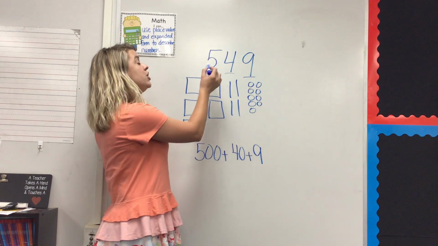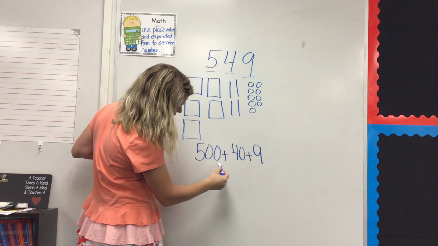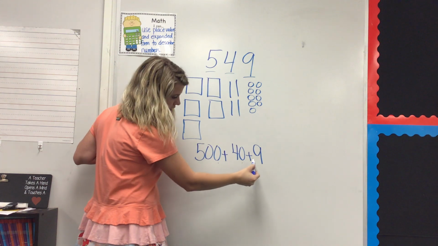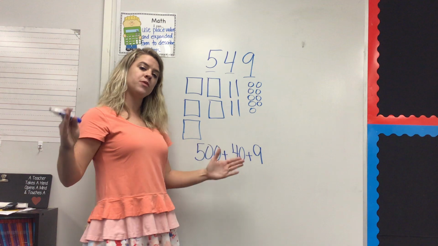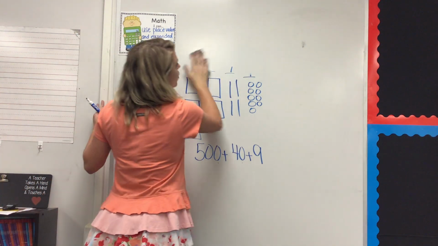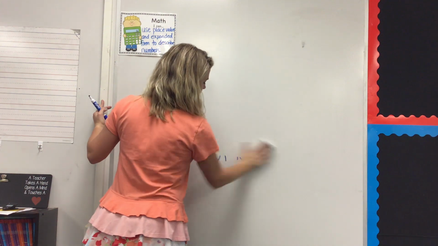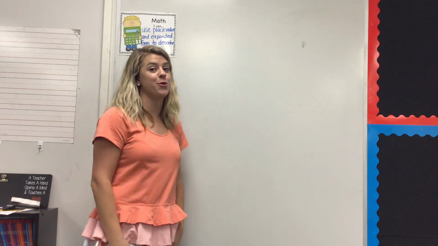All right, so the number 549 is the same thing as 500 plus 40 plus 9. So in expanded form, we expand that number on out. All right, let's do one more. I'm going to let you guys do this one and see if you can get the expanded form correct, okay?